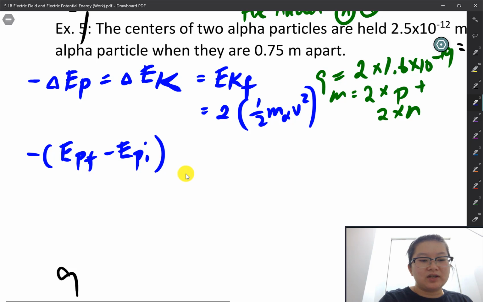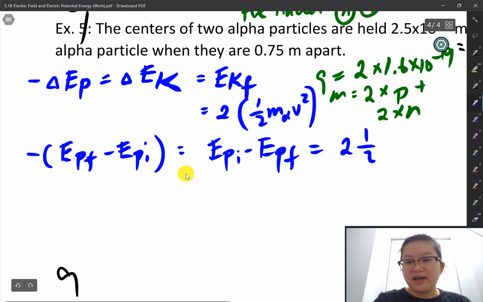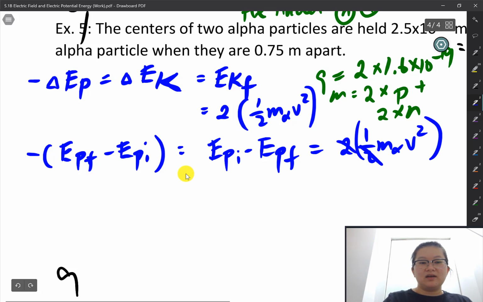So really, this is just equal to EPI minus EP final, okay? Which is equal to 2 times 1/2 mv squared. And really, these two just cancel out, to be honest. Okay, so let's fully write out the potential energies.